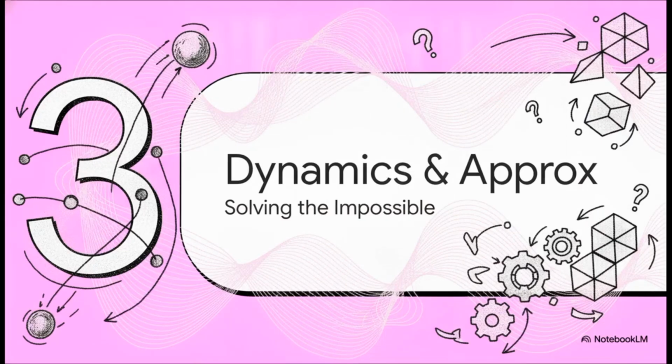All right, Section 3, Dynamics and Approximations. Moving particles and solving the impossible. So we know what a state is, but how do these particles actually move over time? And, maybe more importantly, how do physicists do the math when things get way too complex to solve perfectly?